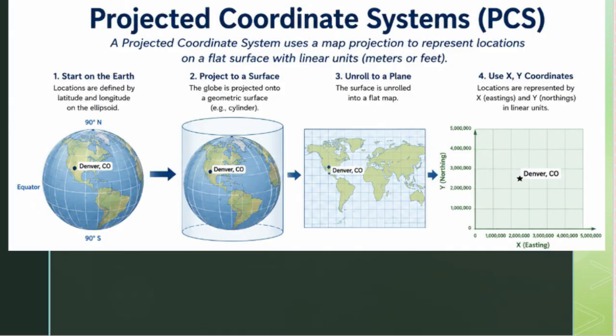A GCS tells us where something is on Earth's surface. Like if you're looking at that whole orange, it shows you where it is. And then as you peel it and lay it flat, that shows you where it is on a map. Degrees are excellent for locating places, but they're not practical for measuring distances, areas, or creating accurate maps. That's where a projected coordinate system, or PCS, comes into play. And so a PCS takes that curved Earth and projects it onto a flat surface.